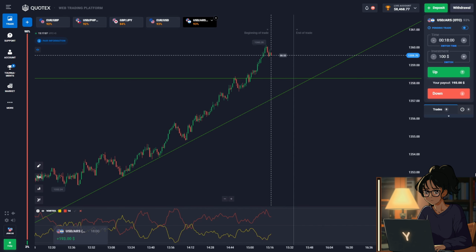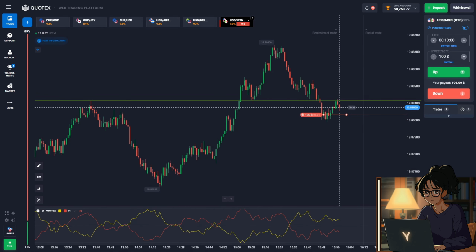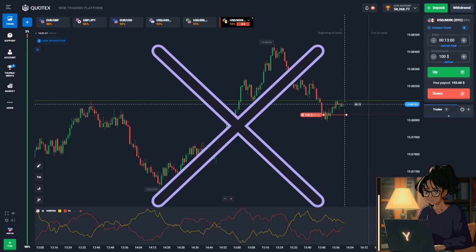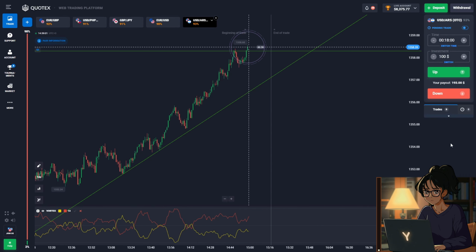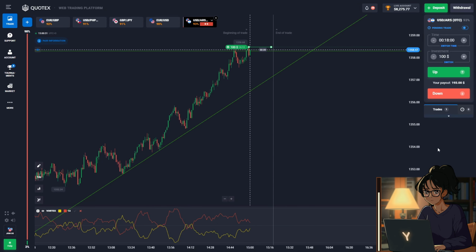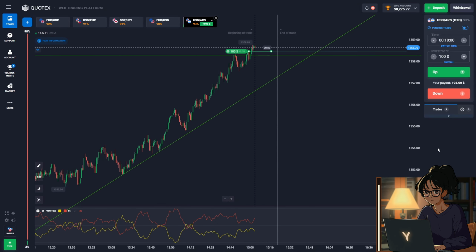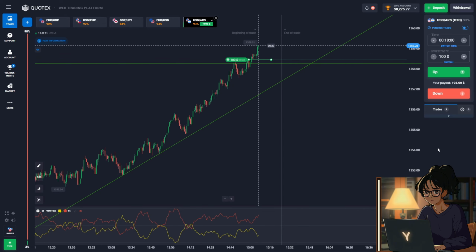So here's how I use Vortex. Remember, it doesn't tell you where price is going. It just confirms if there's real strength behind the move. If you combine it with support and resistance levels, trend lines and volatility analysis, you'll be able to spot way better entries.